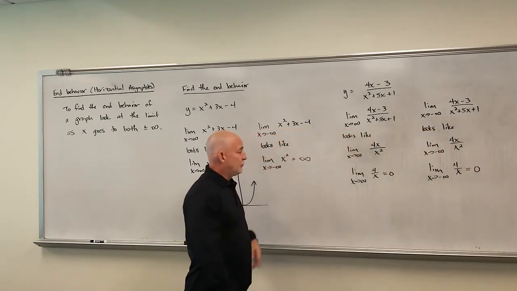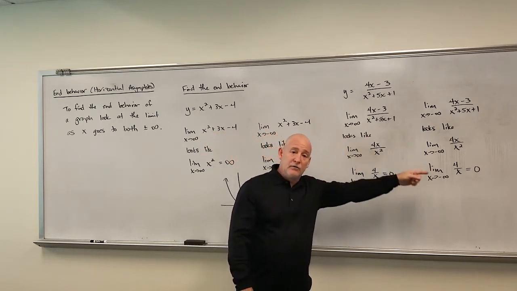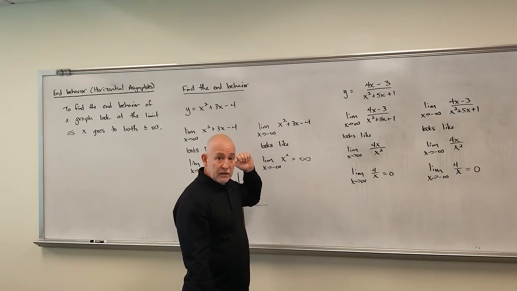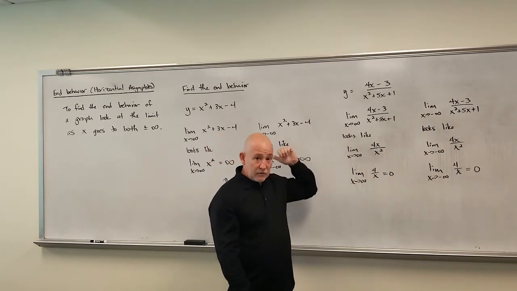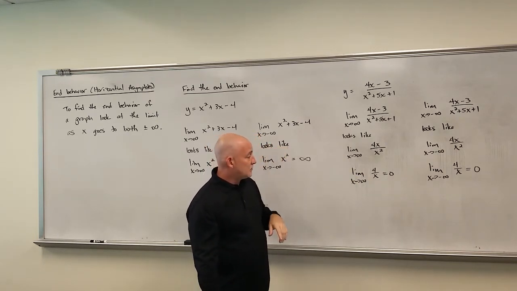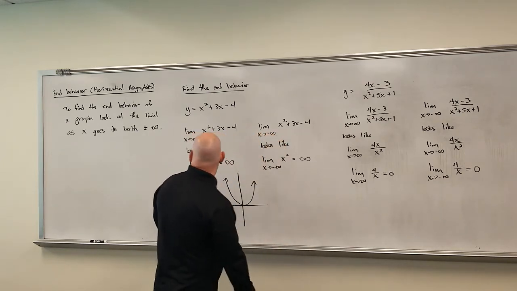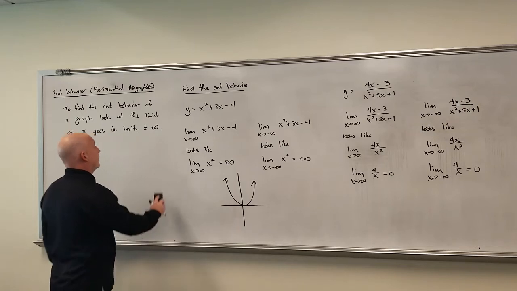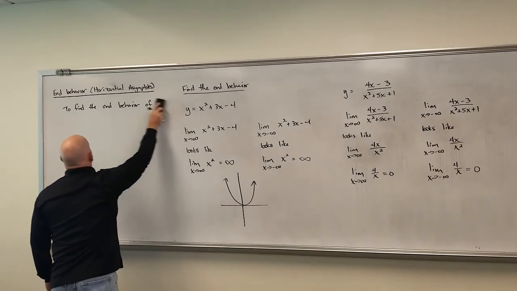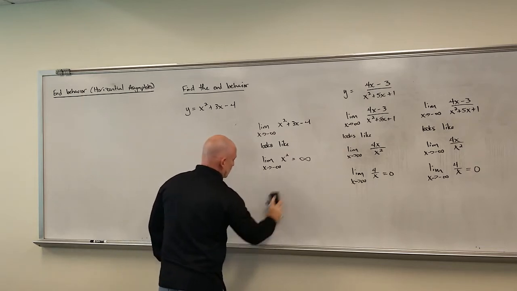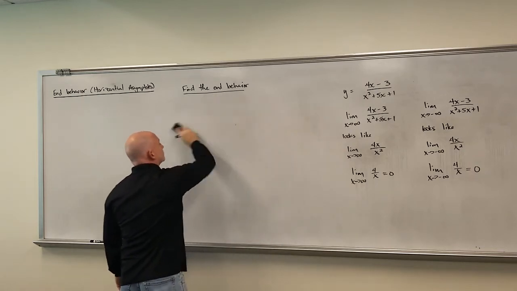So this graph, as we head out towards positive infinity, is heading towards the x-axis, and as we head toward negative infinity, it's also heading towards the x-axis. All right, let's look at one real scary one real quick. One scary one and we'll be done.